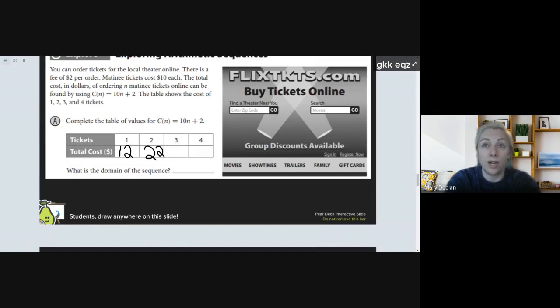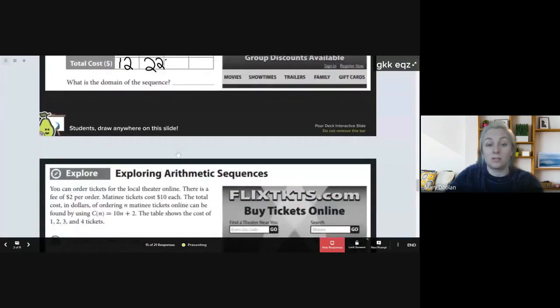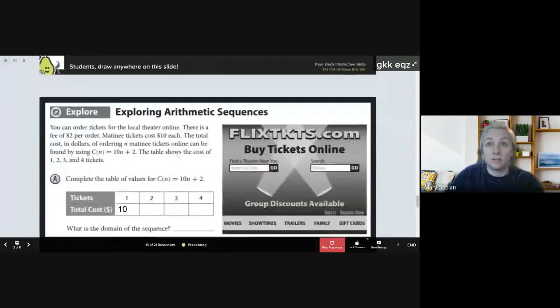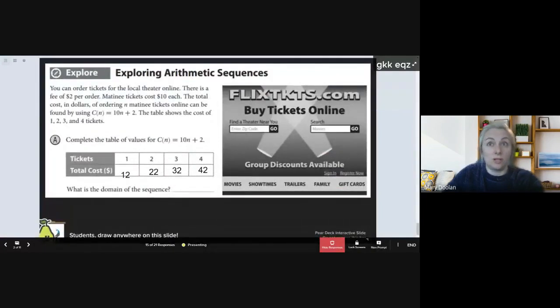And the third value, so you're going to take 3 and you put it where the n is, okay? So 10 times 3 is 30. 30 plus 2 is what goes in this box here. So let's see. 32, right here, 32. That's good.